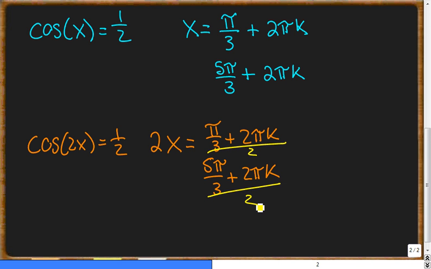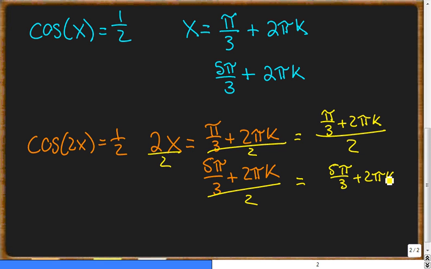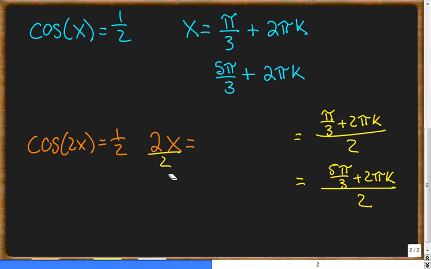Now that changes the way that this looks quite a bit. The answers are going to look very, very different. So for this one, you get pi over 3 plus 2 pi k, all divided by 2. And this is also going to be 5 pi over 3 plus 2 pi k over 2. When we go back and look for our answers here, we have x equals these two items. Well, we want to simplify this.